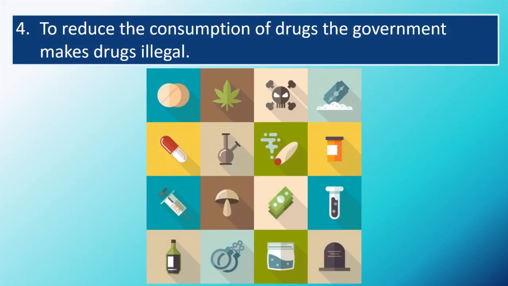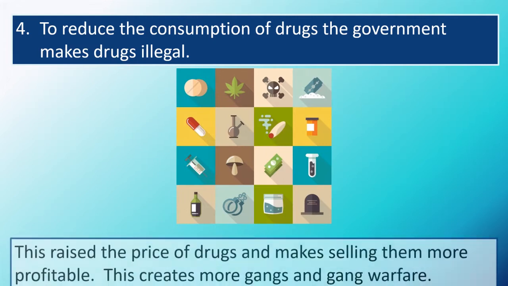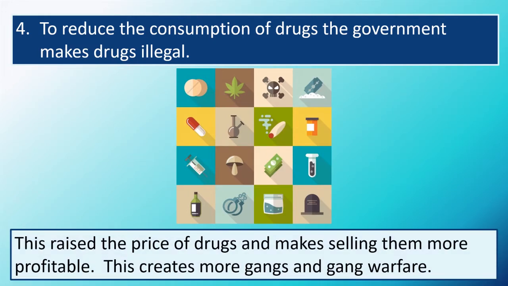The fourth question was, to reduce the consumption of drugs, the government makes drugs illegal. And this raises the price of drugs and makes selling them more profitable. And this creates more gang violence.